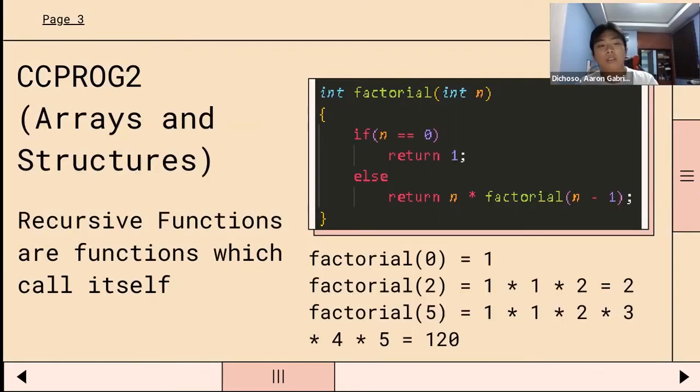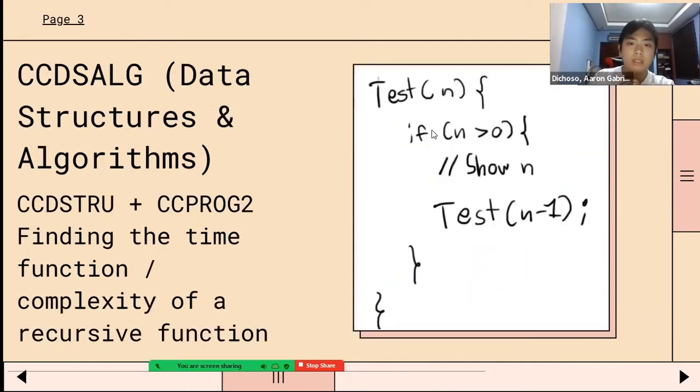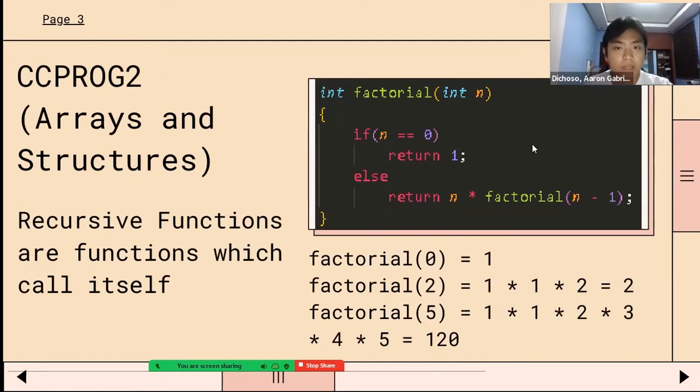We also have to remember CCPROG2, wherein we learned about recursive functions. Recursive functions are functions which call themselves. It has two parts. Here, the first part is the ending condition. If n equals 0, then it would return 1. So this factorial function here would actually compute the factorial of a number.